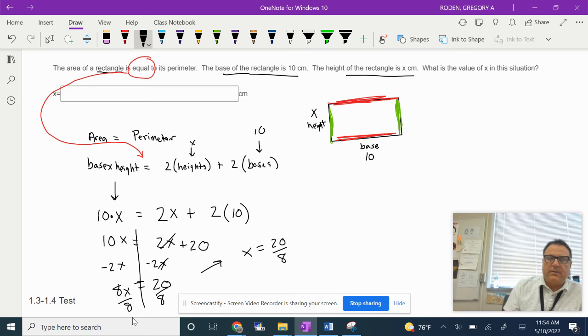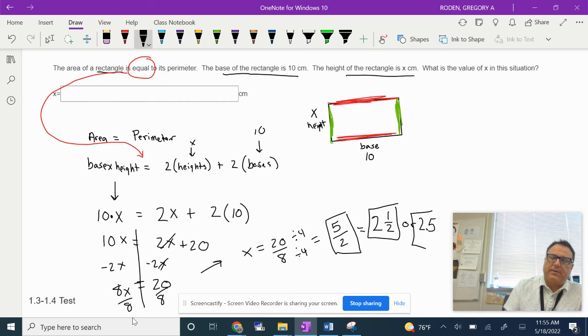Now, you can write this. This is not reduced, right? We could divide this by 4, because 4 is the greatest common factor of 20 and 8. And that gives us 5 over 2, because 4 goes into 20 5 times, and 4 goes into 8 2 times. But if we wanted to rewrite this as a mixed number, this would equal 2 and 1/2. Or we could write this as 2.5. So any of these answers should have been correct on your test.